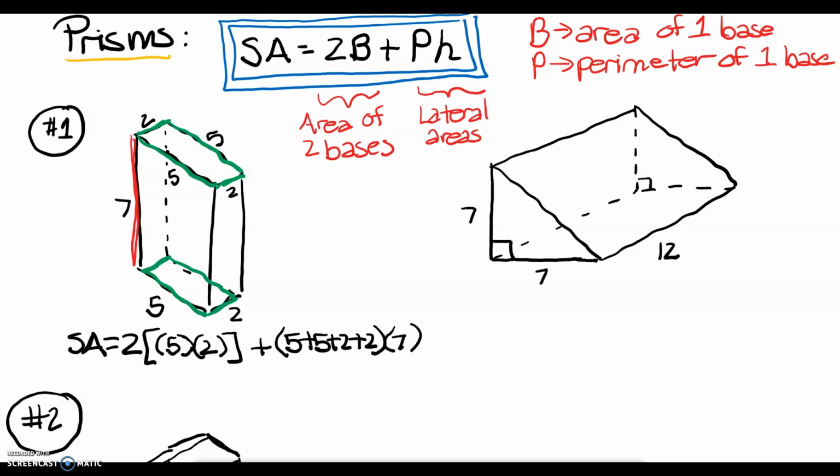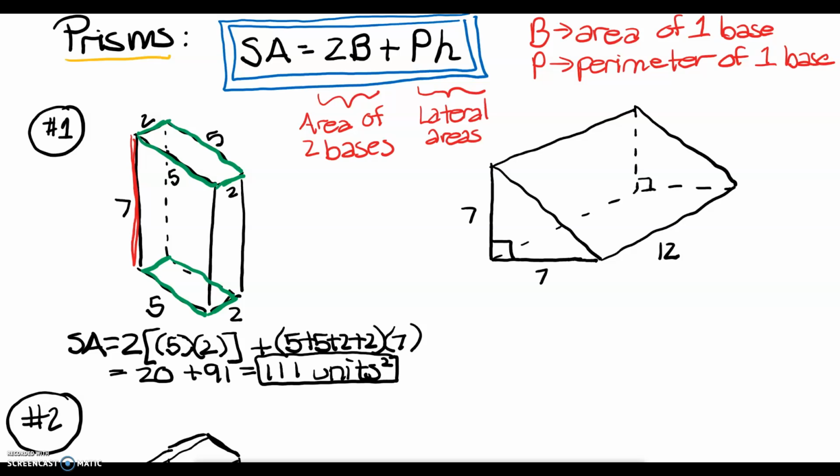So when I figure that calculation out, 5 times 2 is 10, times 2 is 20. This is going to be 14 times 7, which is 98, and that's going to equal 118. And there's no units on this, so I'm just going to write units squared. And that would be my surface area.